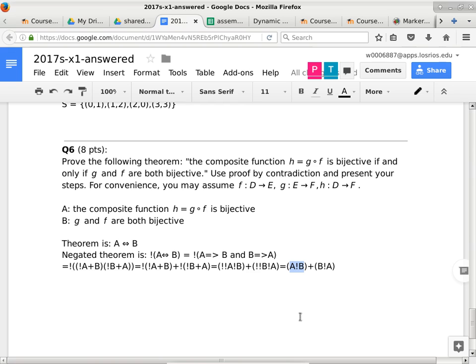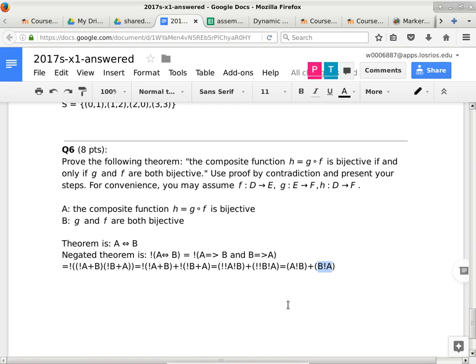So you have to prove that that is false. And then the other one, which is this one here, is saying exactly the opposite. It is saying that B is true, which means G and F are both bijective, but A is not. A is not true, which means the composite function H is not bijective. So you have to show me that both of these cases are impossible in order to prove by contradiction.